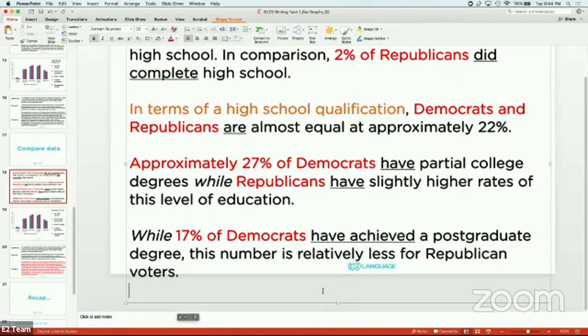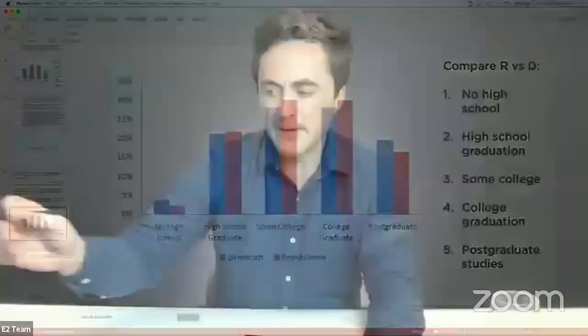Okay. You can see even this is really hard, but the key is to find the subject. Once you find that subject, your sentences will come a lot easier. But if you're struggling to identify the start of the sentence, is it Republican? Is it Democrat? Is it some college? Is it 27% of Democrats? Once you find that subject, your sentences will then start to flow more easily.